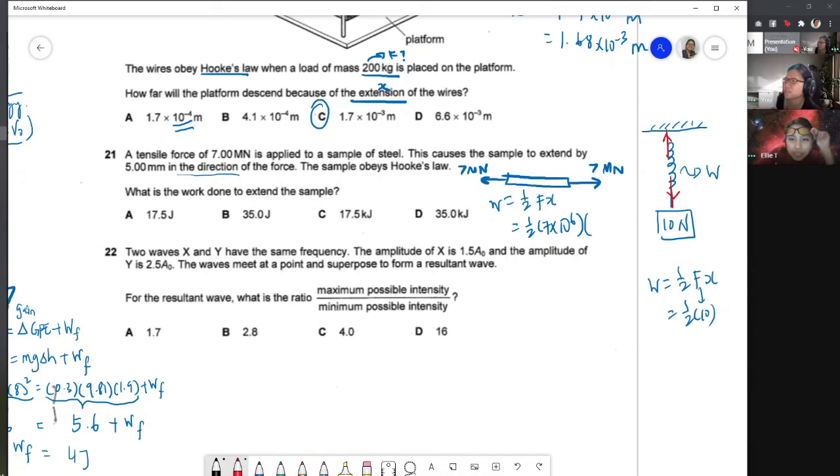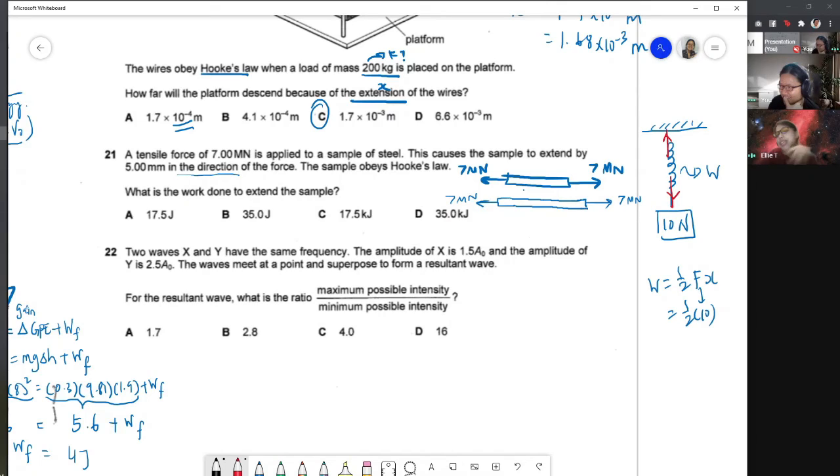So when they say the sample extends by 5 mm in the direction of the force, can we draw the final shape? Extended. The force is horizontal, so maybe a bit longer. I'm wondering whether it will extend on both ends. Probably will. The whole thing gets longer. So if it extends by 5 mm, is it 5 mm on one side or 5 mm on two sides? I guess it means the whole thing.